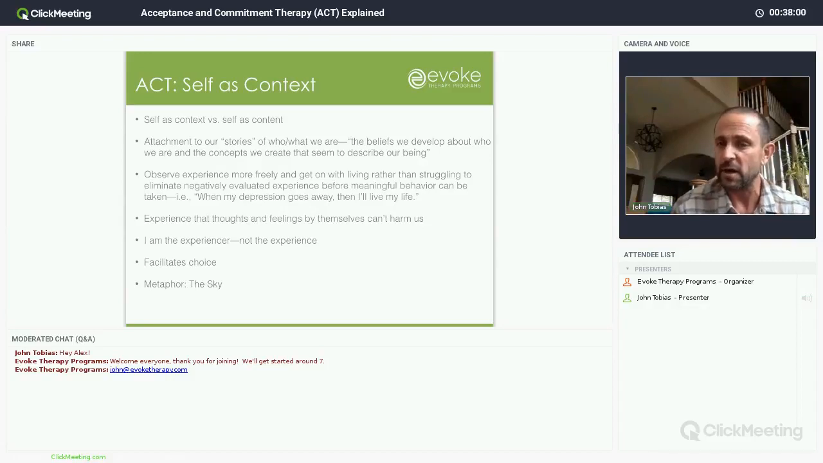The hope, from a place of self as context, and by the way, a synonym for self as context is the observer self, is this: from the observer self, what we're trying to do is observe experience more freely and get on with living, rather than struggling to eliminate negatively evaluated experience before meaningful behavior can be taken. I.e., when my depression goes away, then I'll live my life.